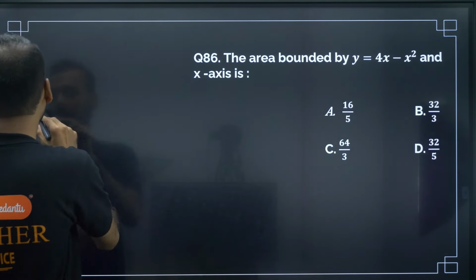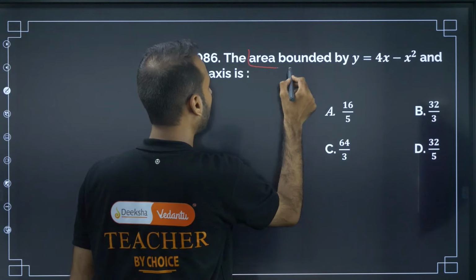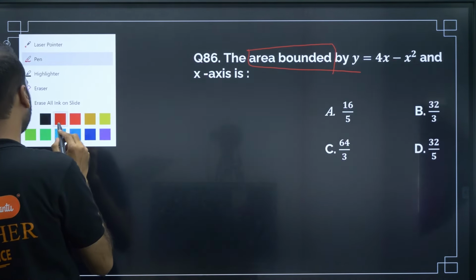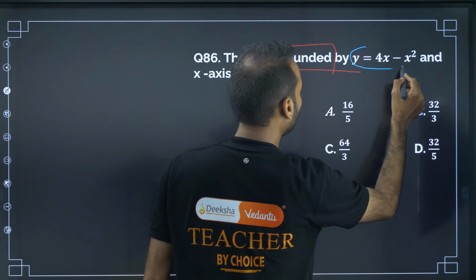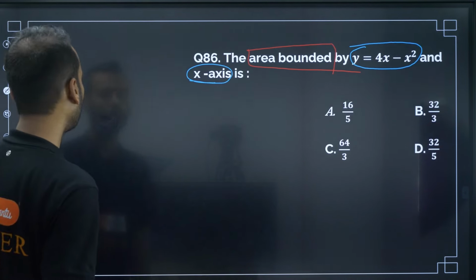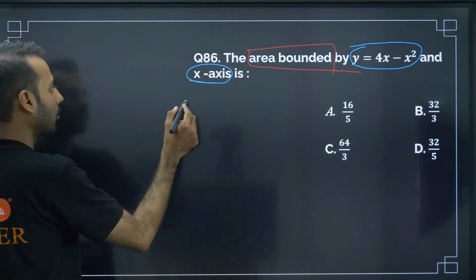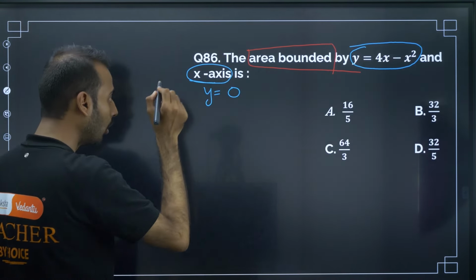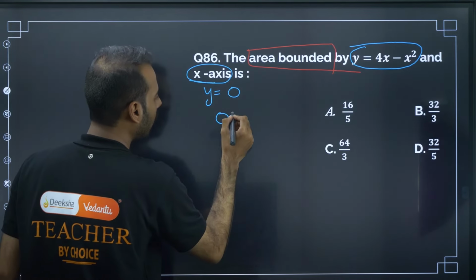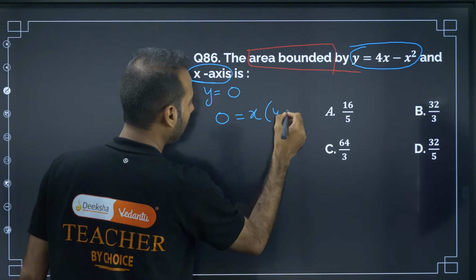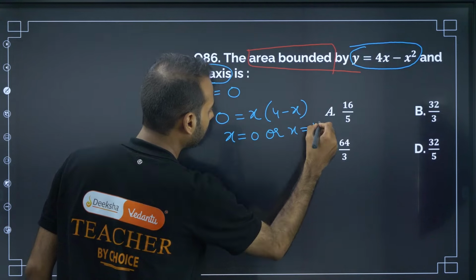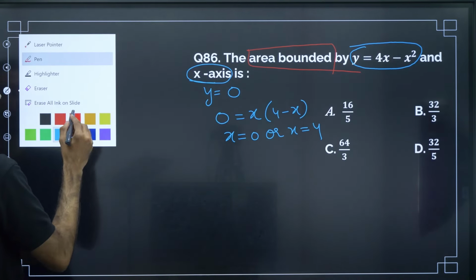The area bounded by y is equal to 4x minus x square, and the x-axis. So area bounded by the x-axis means what? y is equal to 0 is the equation for the x-axis. So if I substitute y is equal to 0 there, this becomes x into 4 minus x, which implies x equal to 0 or x equal to 4.